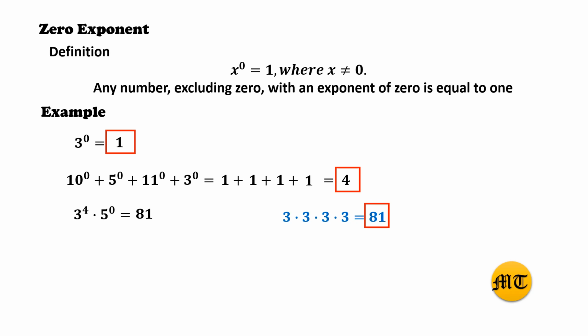Next, let us also simplify 5 raised to 0. 5 raised to 0 is equal to 1. Then, let us now get their product. 81 times 1 is equal to 81. That is now the answer.